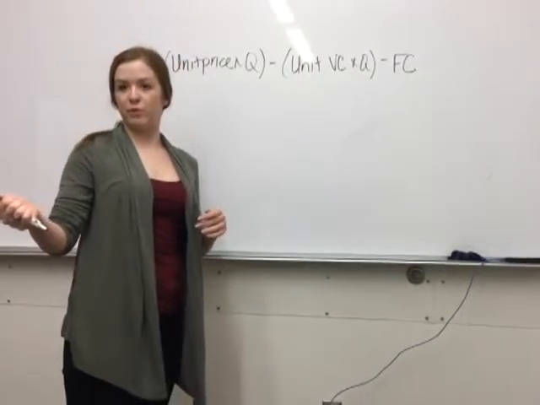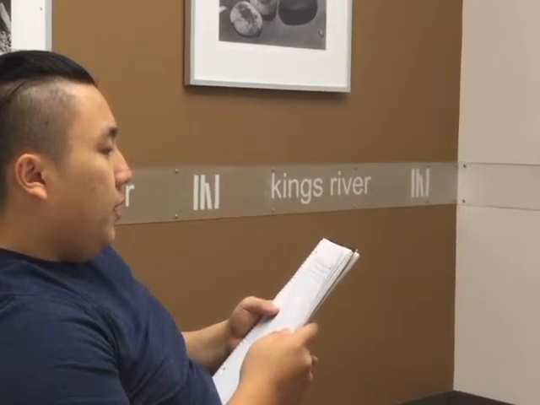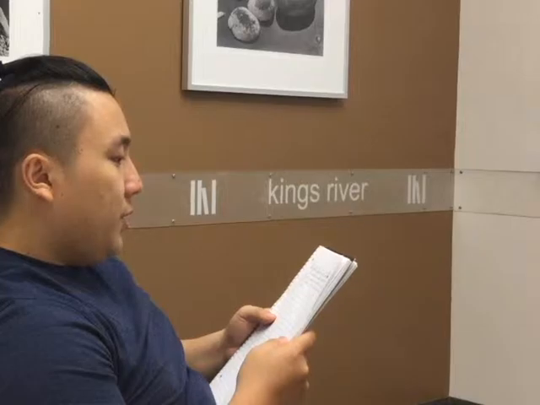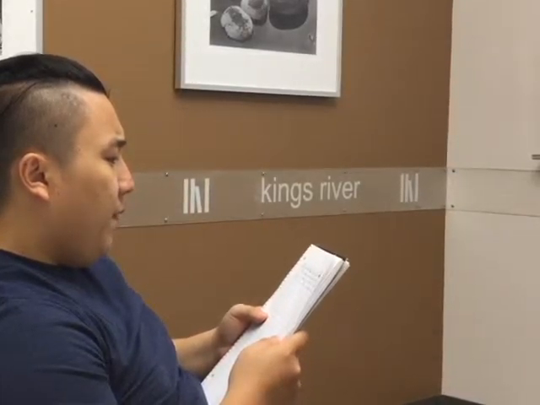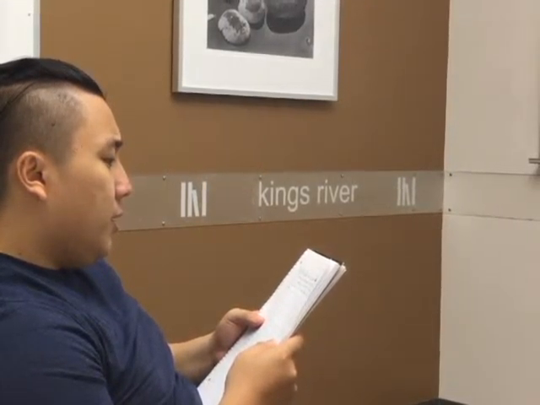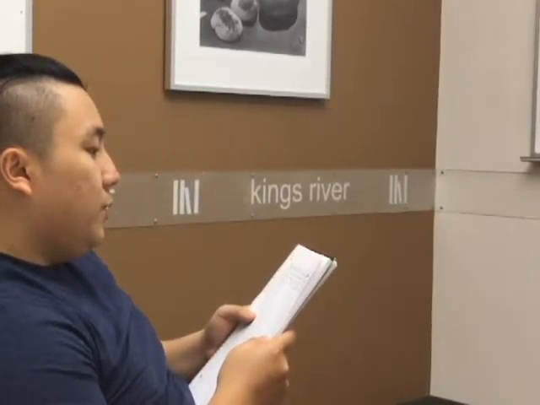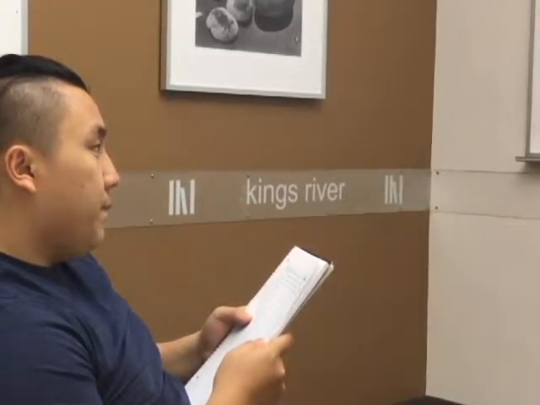So can someone read the problem for me? I'll read the question. Alright. Amy owns a boba shop and sells boba drinks. The unit price for the boba drink is $4.50 and the unit variable cost is $2. Amy's total fixed cost is $5,000. What is the break-even point?